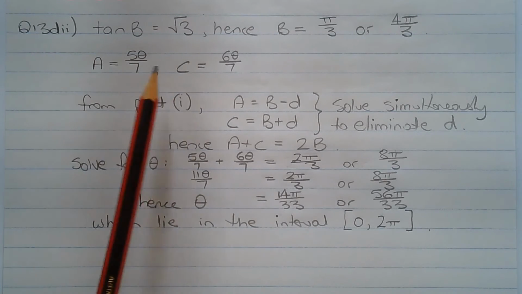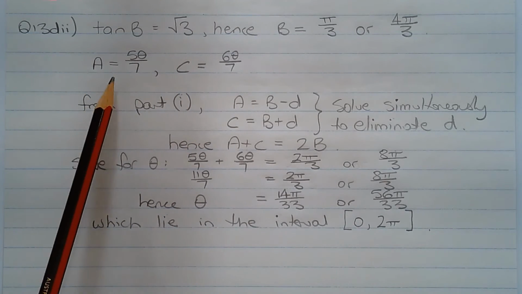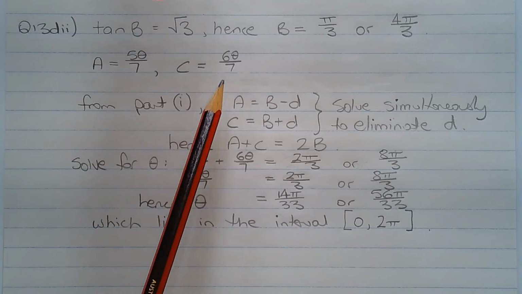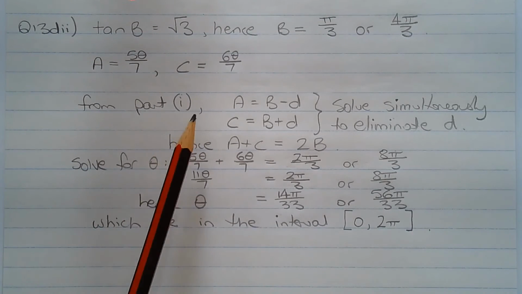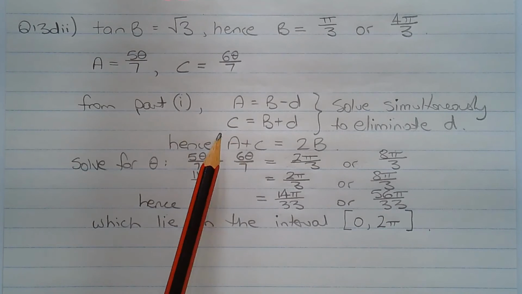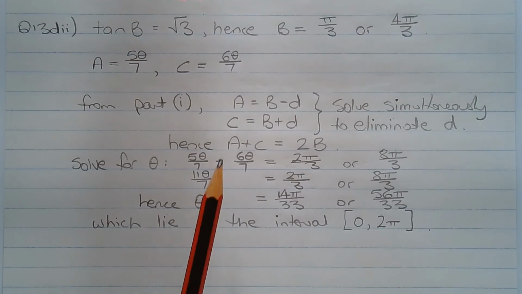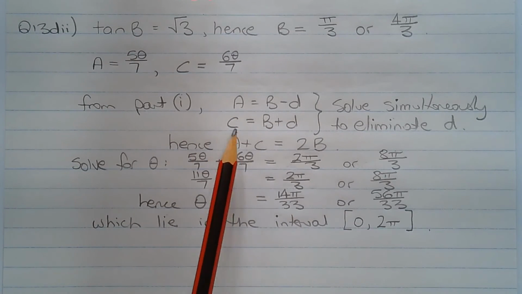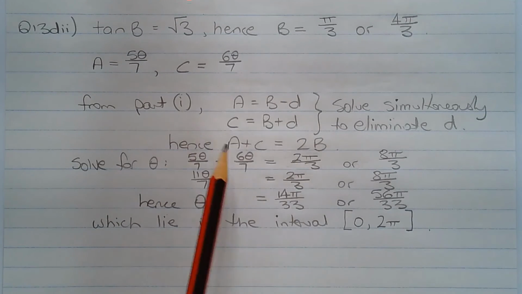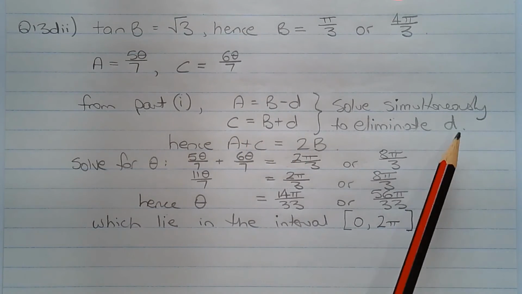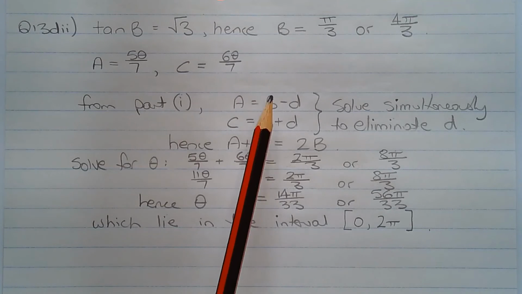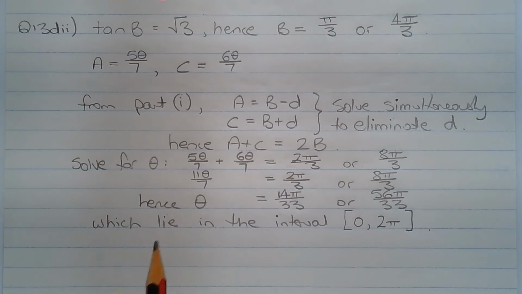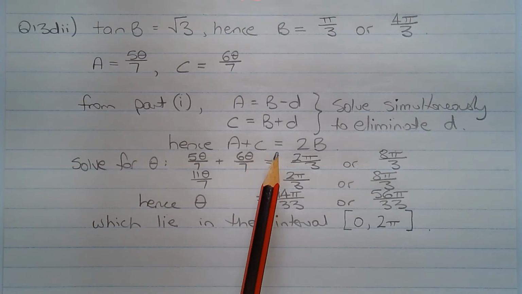Now we have values for a and c, which we have already established. So a equals 5 theta over 7 and c equals 6 theta over 7. Now again from part 1, we have two equations that relate a, b, c and d. So a equals b minus d and c equals b plus d. And we solve these two equations simultaneously to eliminate d. So adding these two equations together, using the elimination method, we get a plus c is equal to 2b.